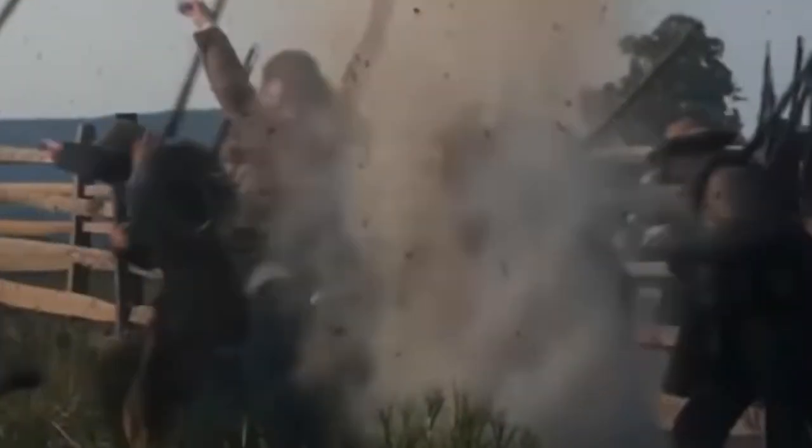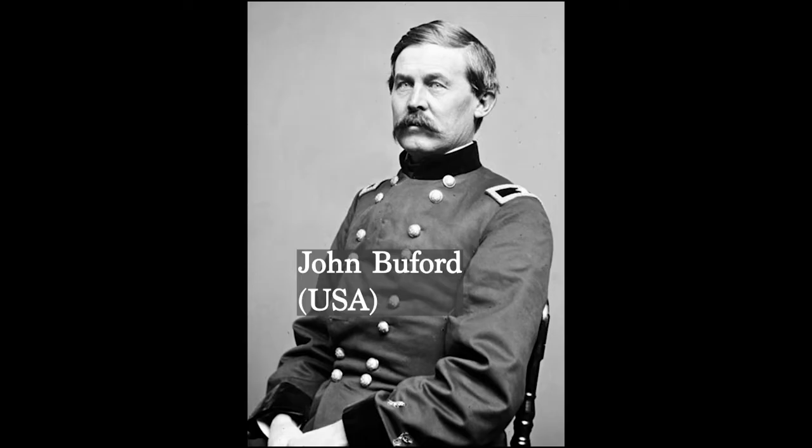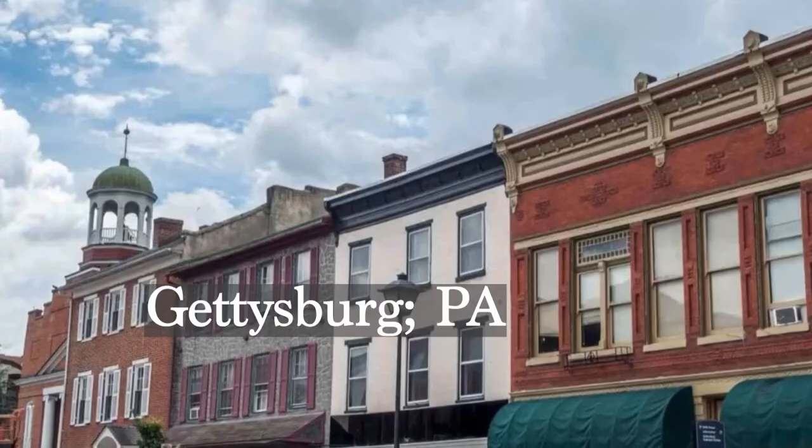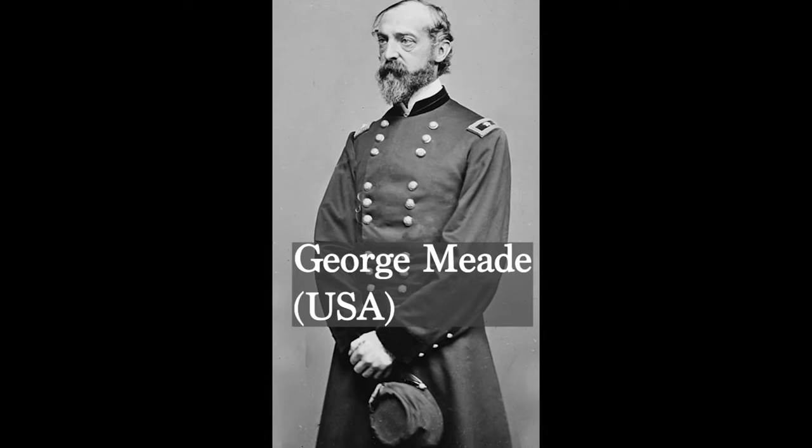Early in July 1863, Lee's army was confronted by Union soldiers led by John Buford. Buford's outnumbered soldiers fled through the town of Gettysburg, Pennsylvania, regrouping with the rest of the Union Army. That night, George Meade arrived to take command of the Union Army in Gettysburg.